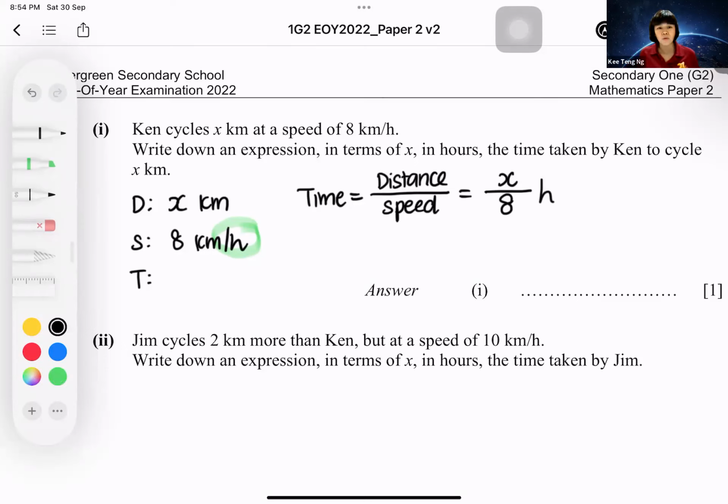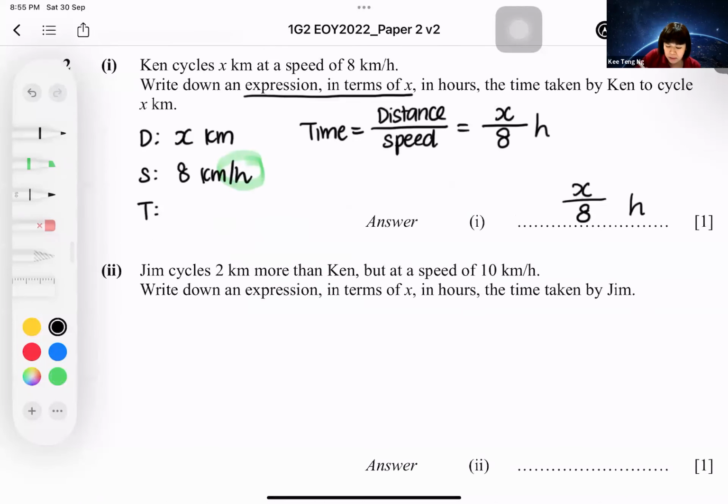So the question says, write down an expression in terms of X. They want something related to X. So the answer for this one will be X over 8 of an hour. Is that okay? Can this part be understood?